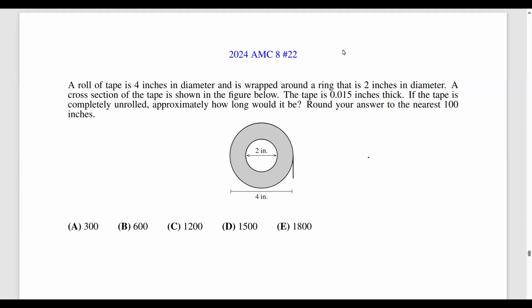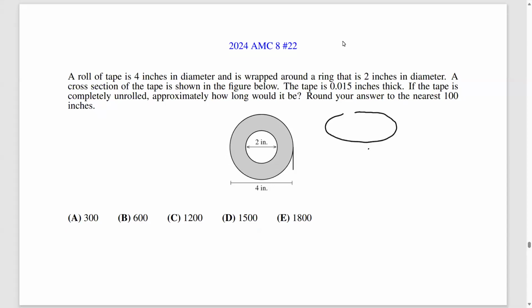So for this problem, one way that I like to think about it is we'll visualize the roll of tape as a 3D object. Specifically, we'll think of it as a cylinder with a smaller cylinder cut out, just like a roll of tape is. We have to be a bit careful because the inner and outer radii of the tape are not 2 and 4. They're in fact 1 and 2 inches.